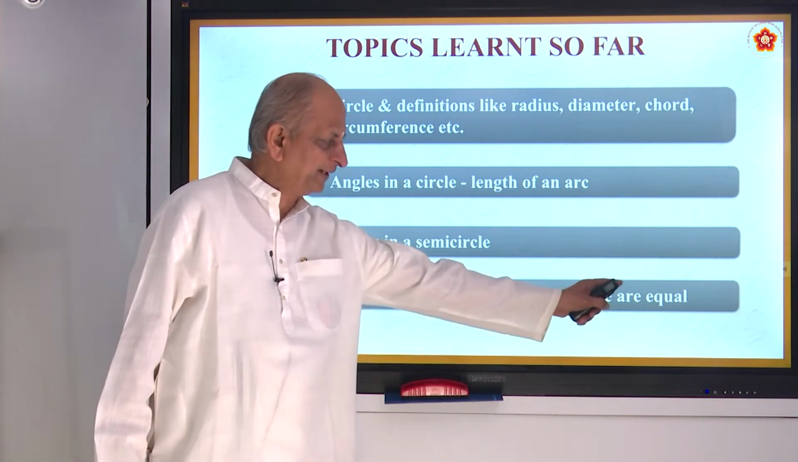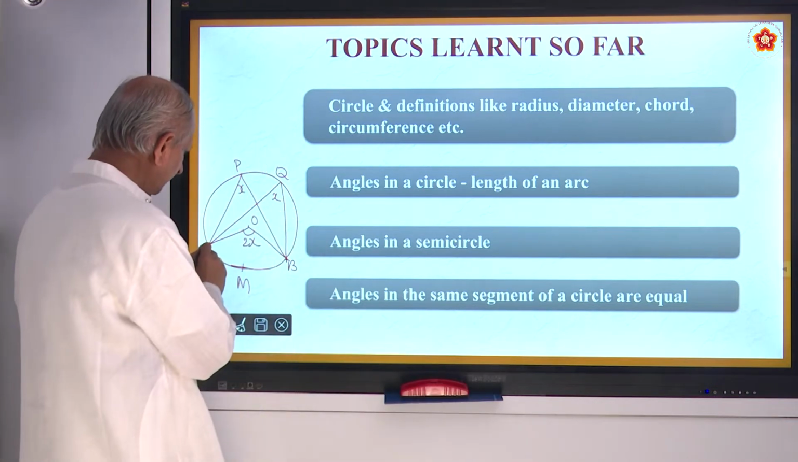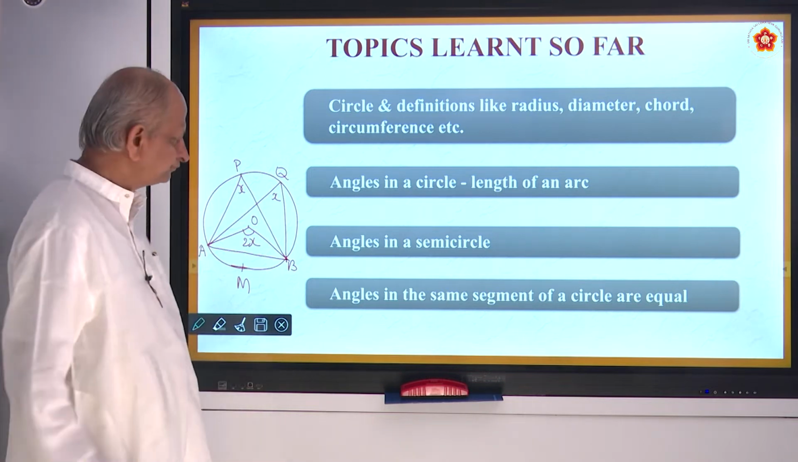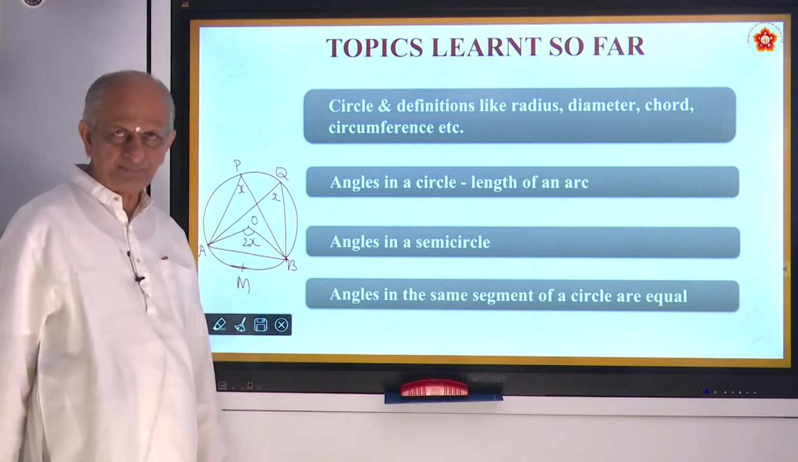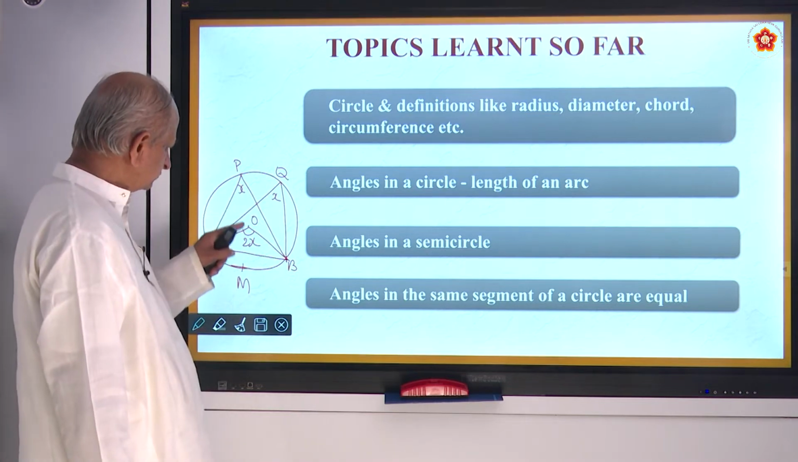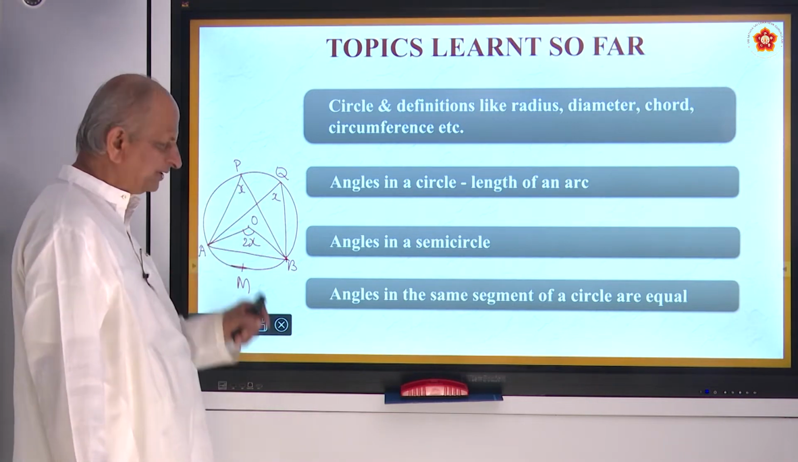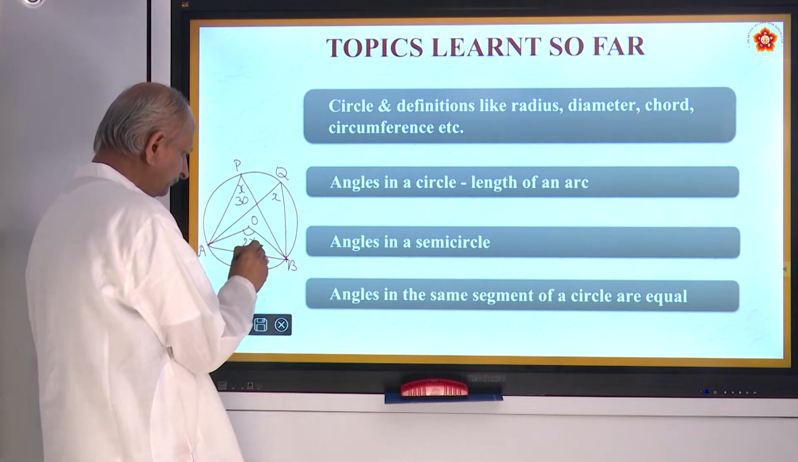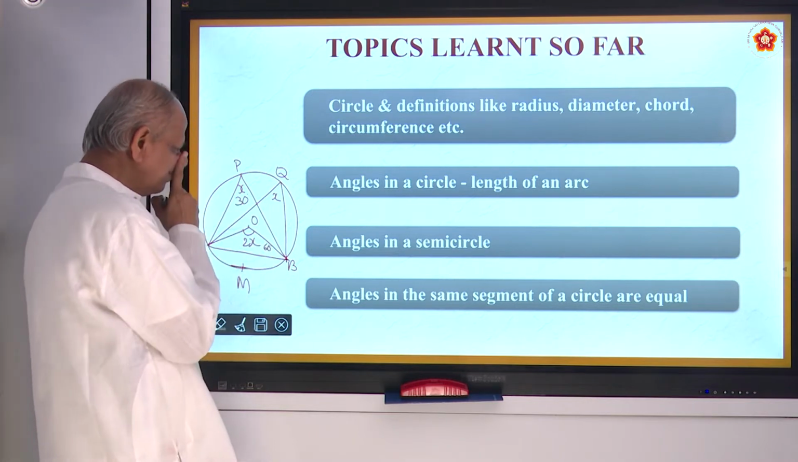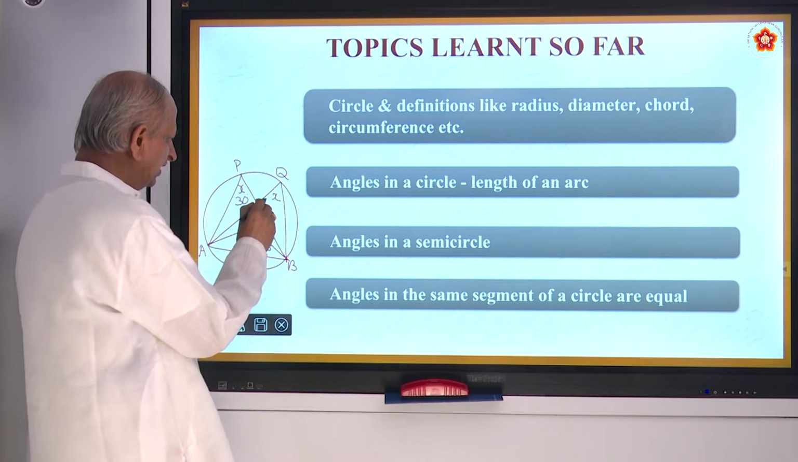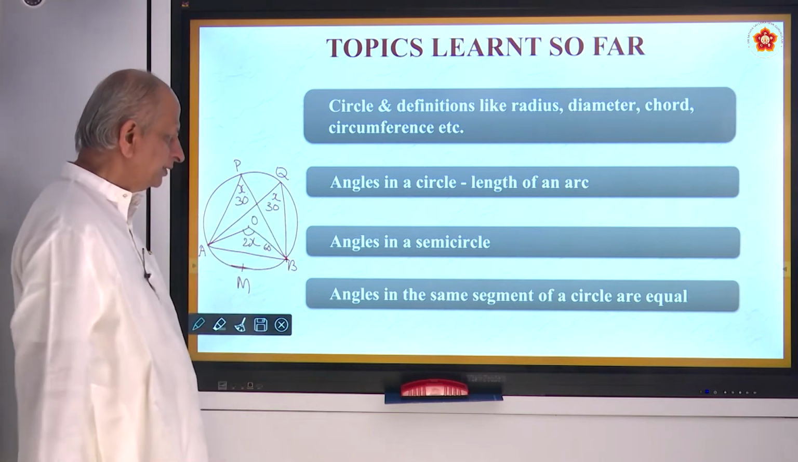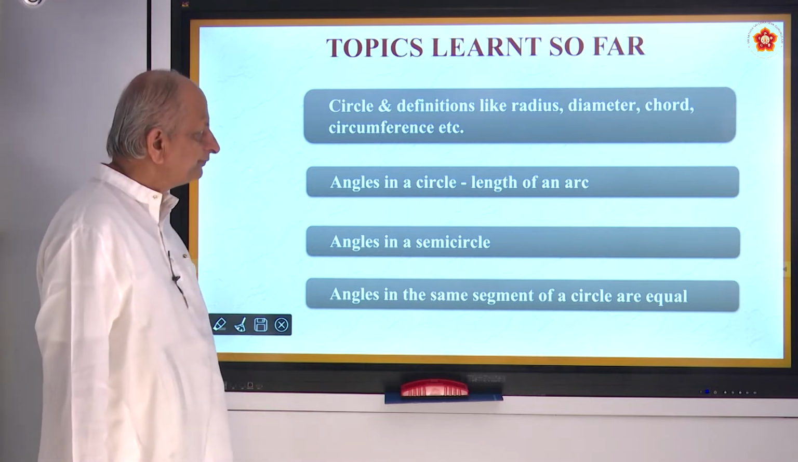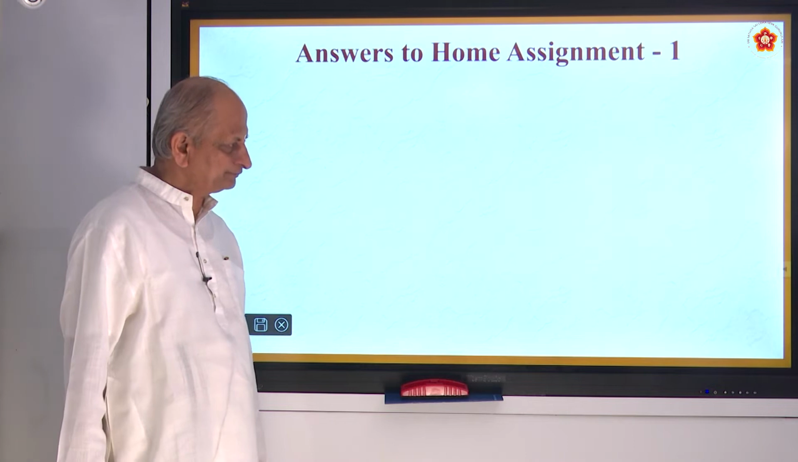Angles in the same segment of a circle are equal. How do you get a segment? That is just by joining the chord. So these two angles will be equal and the angle at the center will be double the angle at the circumference. That means suppose the angle is 30 degrees here, it becomes 60 here. That is the meaning. And this also will be 30 degrees. These are things you already studied in the previous class. Now coming to the home assignments.